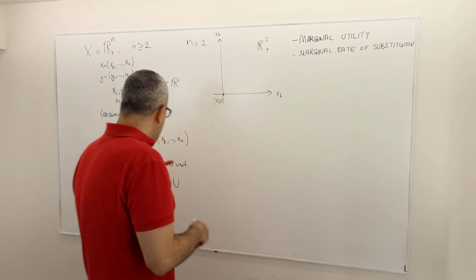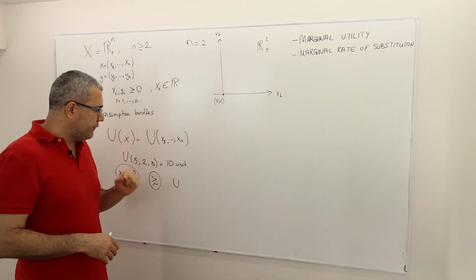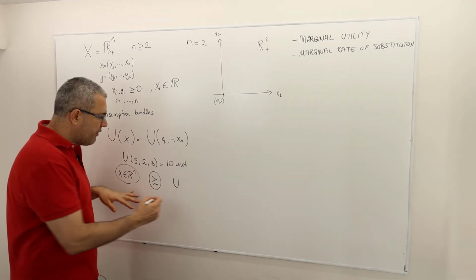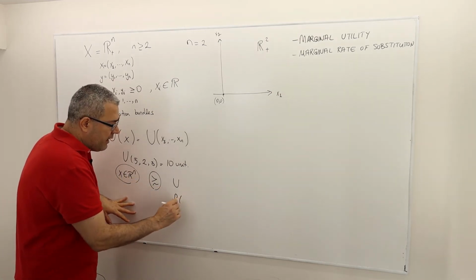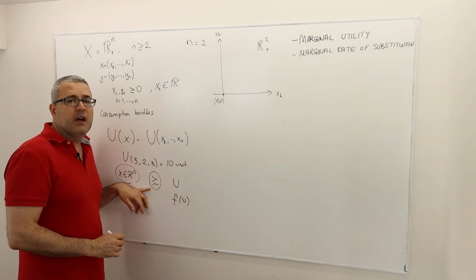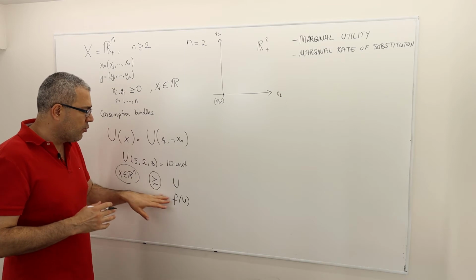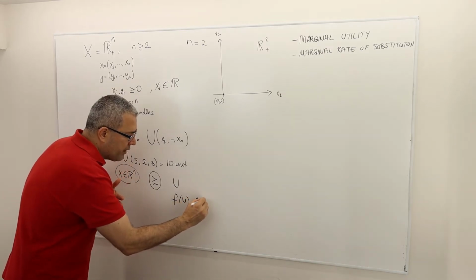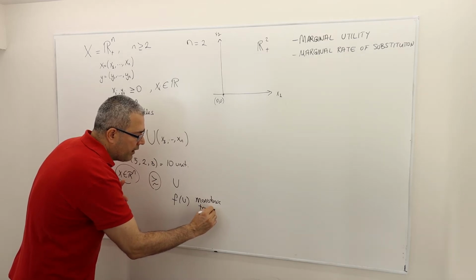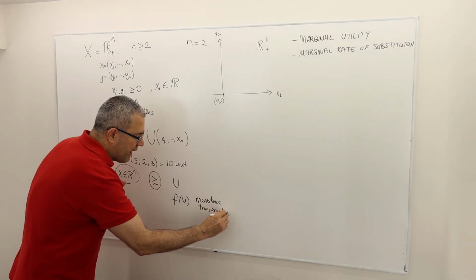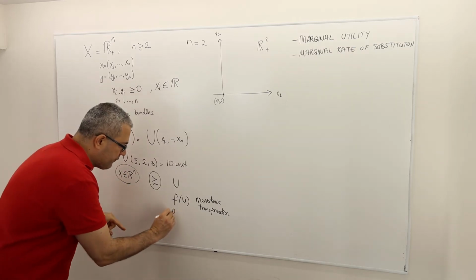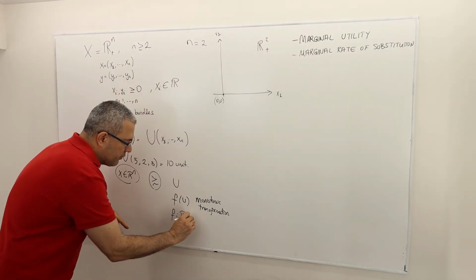But one final thing that you shouldn't forget is that if u is representing a preference relation, remember, some increasing function f of u will also represent the preference relation. All right, so this is what we call monotonic transformation, where f is again a strictly increasing function from reals to reals.